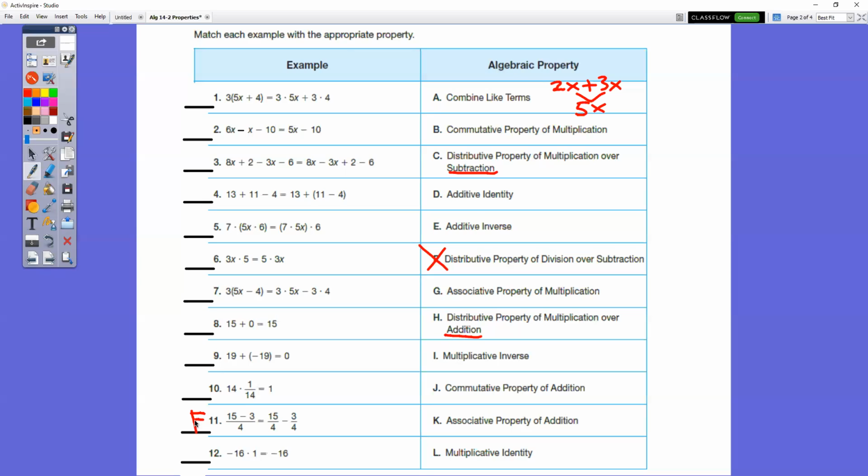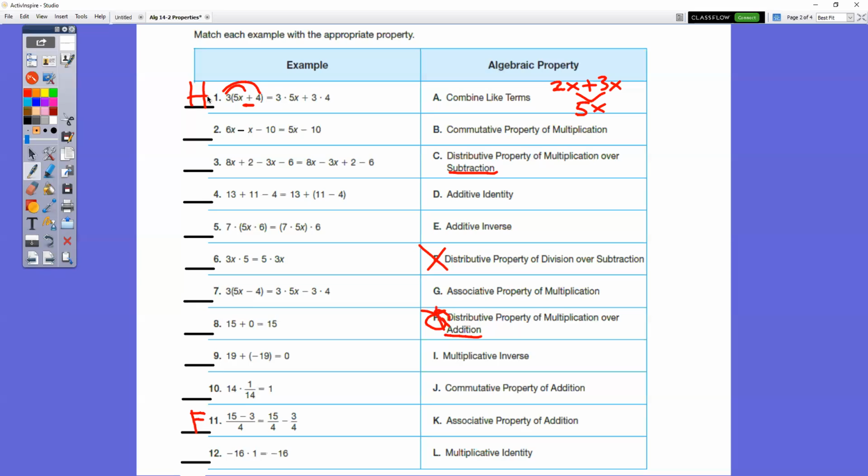All right, let's take a look at these. If you're not done, that's okay. If you take a look at number 1, notice that we have a number outside the parentheses and then inside parentheses. We don't have anything over here. What we're doing is the distributive property. So we have distributive property and we have adding. So this is distributive property of multiplication over addition. So this one is H.